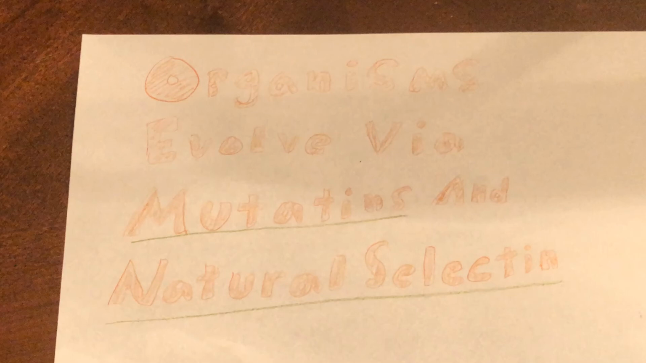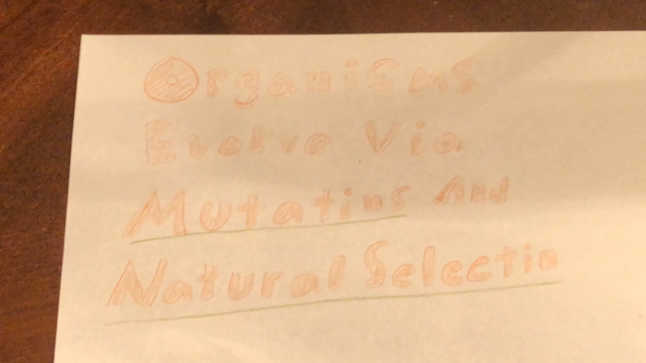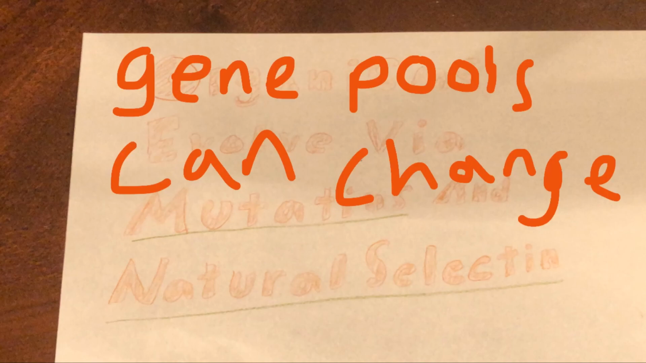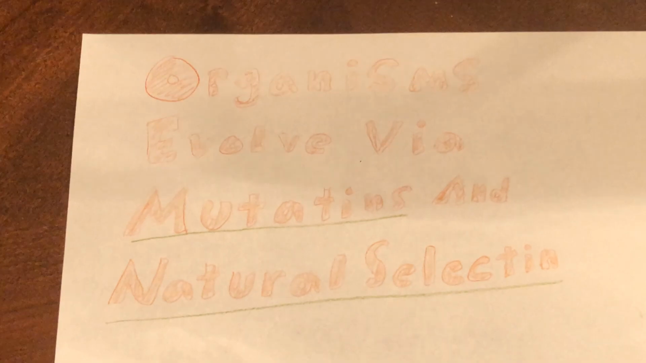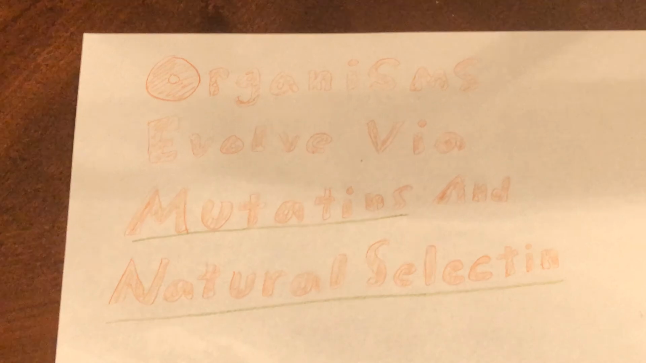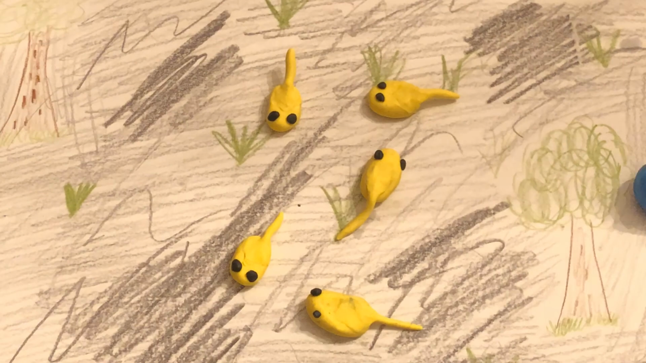So I'm not going to really cover everything on this topic because there's a ton of things, but we'll go through a few of the big things. We're going to go through how evolution occurs, natural selection, mutations, some evidence for evolution, and genetic drift, which is another way that evolution can occur. Starting off, organisms evolve via mutations and natural selection.